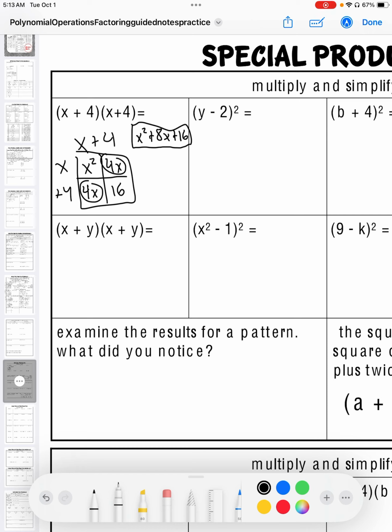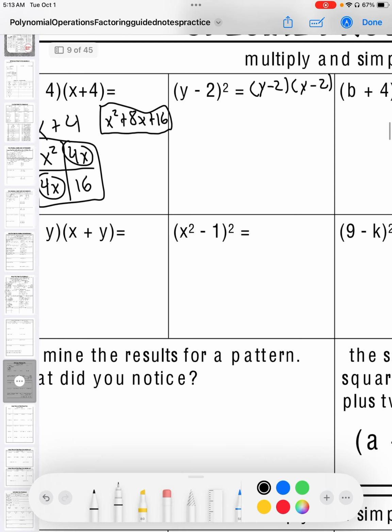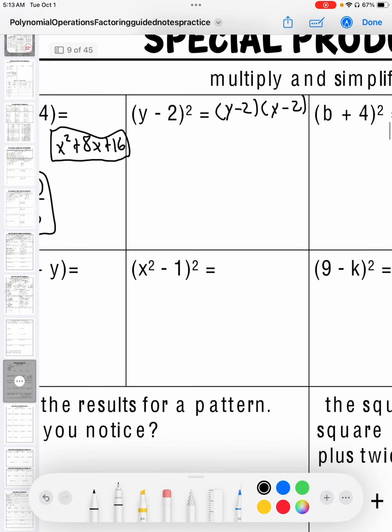Y minus 2 squared, remember that would be y minus 2 times y minus 2. For this one, I'll use the distribution method, so that way you can see that one as well. So we would have y that we are distributing to y minus 2, and then we would have plus negative 2 that we are distributing to y minus 2. That way I can distribute the y and distribute this negative 2.